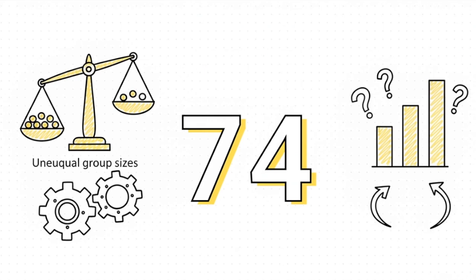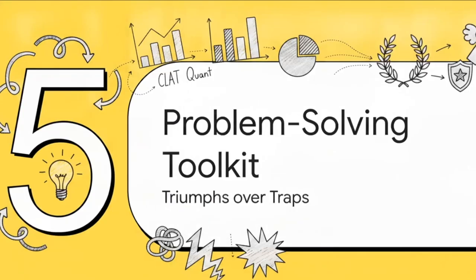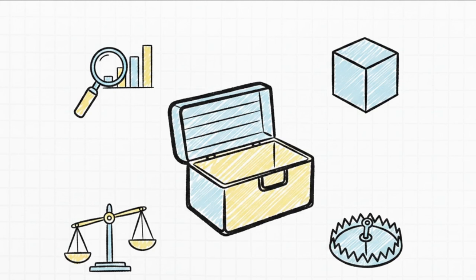It might seem like a really small difference, but remember, the multiple choice options will be designed to be incredibly close. By respecting the ratio and adjusting for those unequal group sizes, we arrived at the correct weighted average without breaking a sweat. All right, let's bring it all home. Section 5, building your problem-solving toolkit to ensure triumphs over traps. We have covered some fantastic ground today. Let's formally build this toolkit so you're ready for anything.